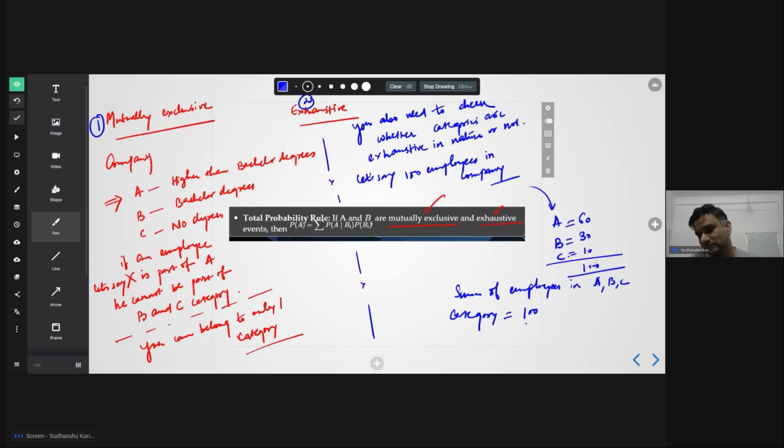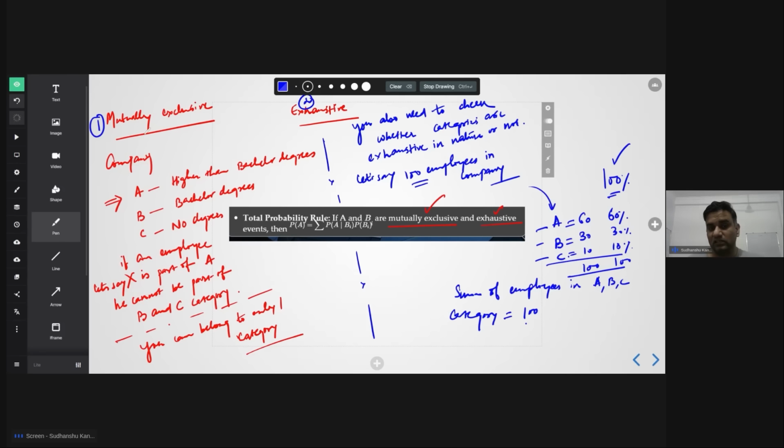If that is the case, see, 100 is a number I have taken, but eventually what it means is that you should get 100%, right? So it can be 60%, 30%, and 10%. So basically, you should have an exhaustive nature. The categories which you have taken, those should be exhaustive, right? So before even applying your total probability rule, you should be very clear that if I want to apply total probability rule, I should first meet these two conditions.